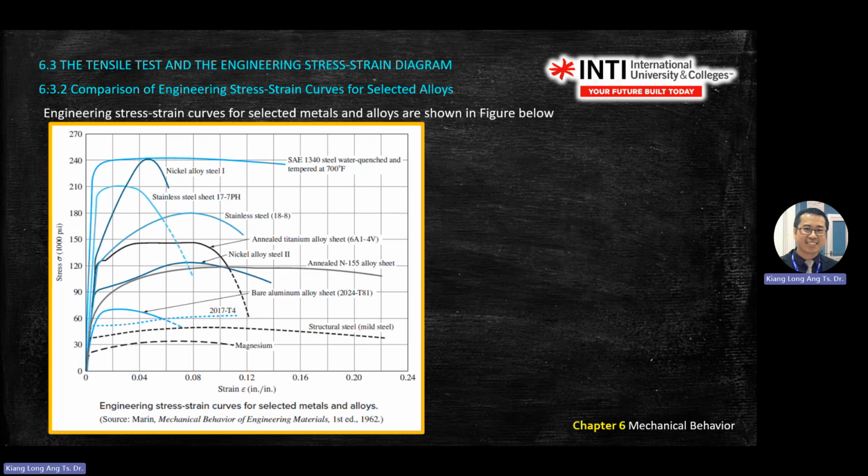Okay, among these seven, which one is the most ductile material? Ductile means you can pull it until one point, and then it only snaps. Which one can hold the longest elongation? It can be structural steel, it can be N155, either of these two. But what is the difference between these two? The stress point will be different, although the strain is almost the same.